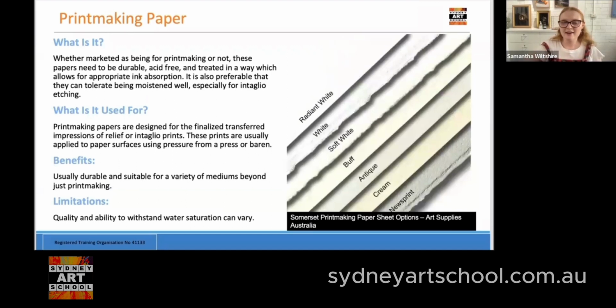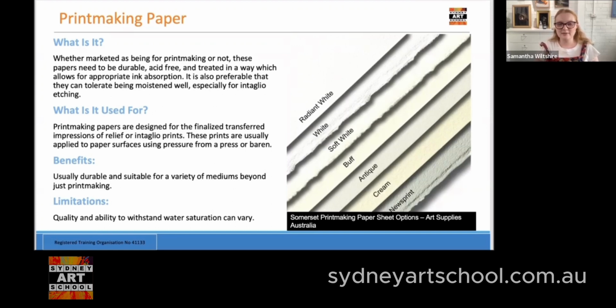Okay, let's talk about different types of paper which suit printmaking. So whether marketed as being for printmaking or not, these papers really need to be durable, acid-free, and treated in a way which allows for appropriate ink absorption. It is also preferable that they can tolerate being moistened as well, especially for intaglio etching processes.